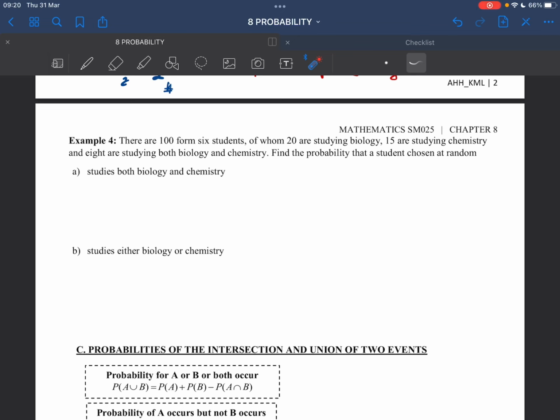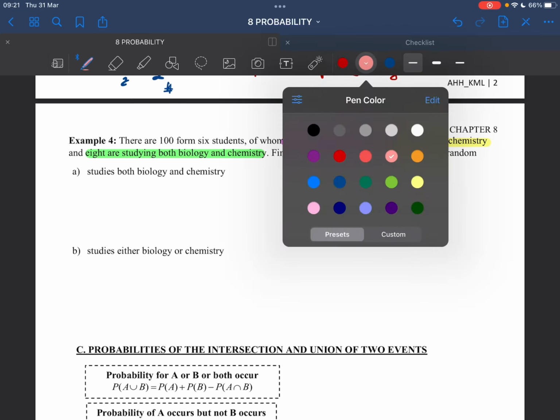There are 100 Form 6 students, of whom 20 are studying biology, 15 are studying chemistry, and 8 are studying both biology and chemistry. So obviously we cannot use a tree diagram for this type of data. So it is easier for us to do a Venn diagram.